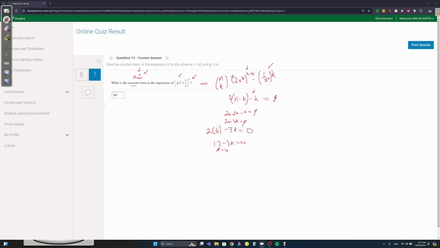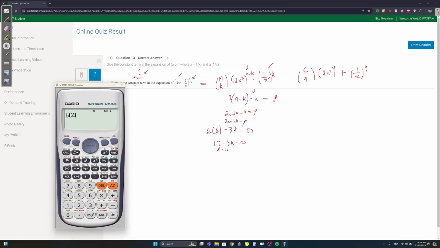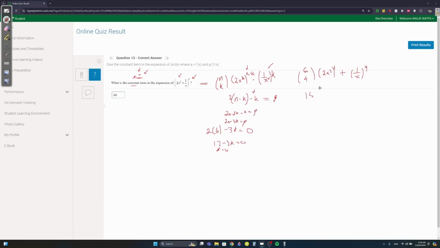Let's substitute. I wrote for you the general term here. n is 6, k is 4, 2x squared to the power of 2, because 6 minus 4, plus 1 over x to the power of 4. That way, this x squared becomes x to the power of 4, and this x to the power of 4, so they cancel each other. That's why you get a constant term, okay? Anyway, let's simplify it. 6c4 is 15. This becomes 4x to the power of 4 times 1 over x to the power of 4. Cancel. You're going to be left with 15 times 4, which is 60.